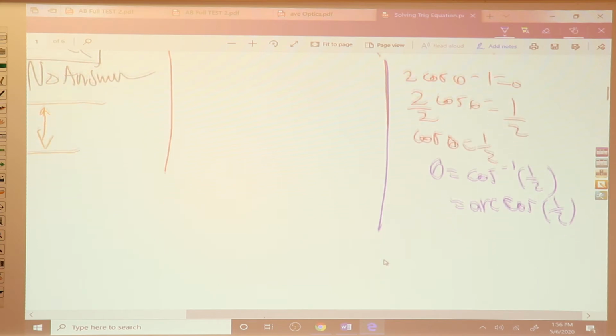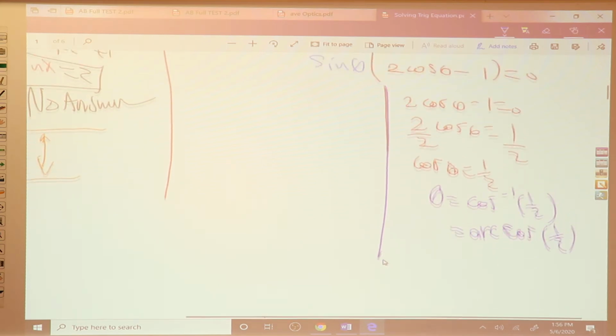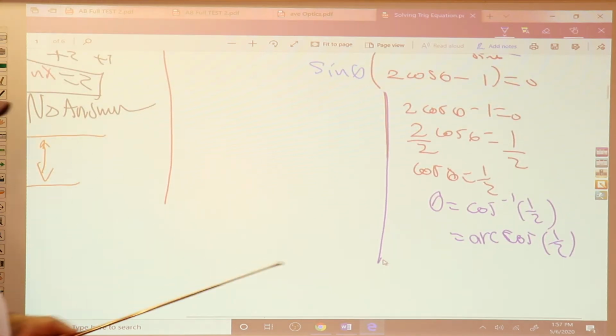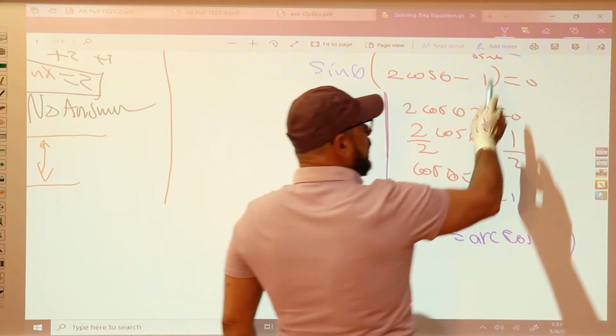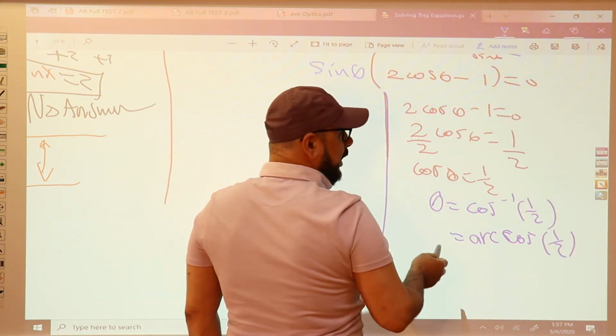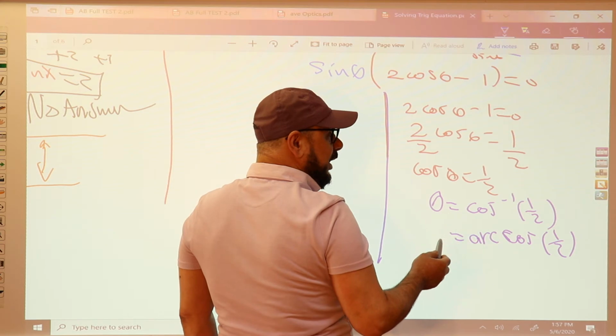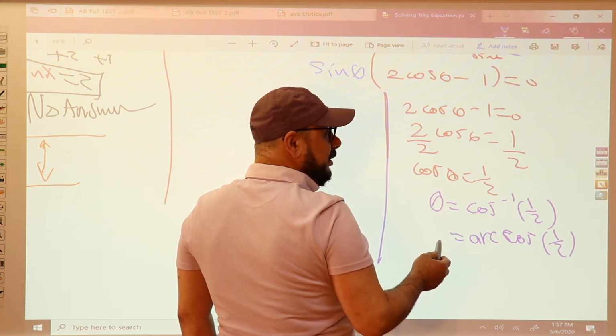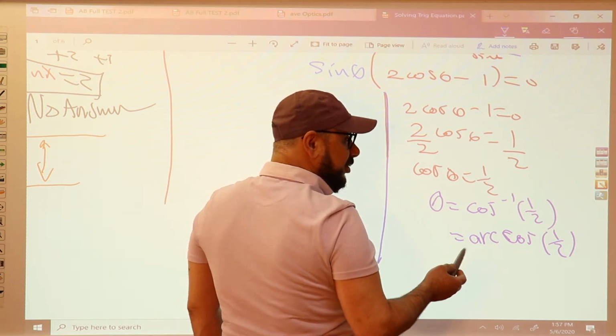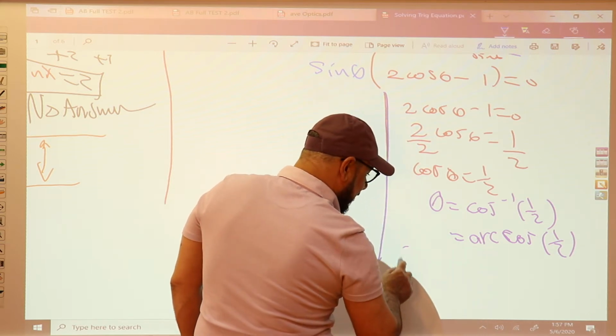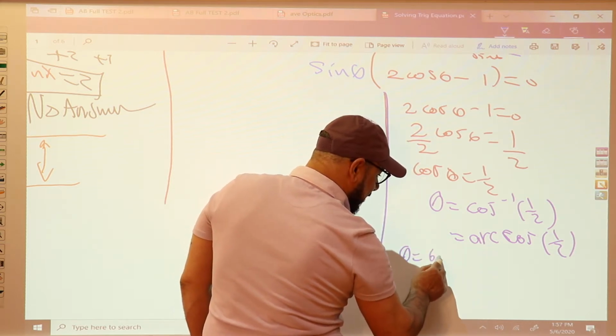Which angle has a cosine equal to 1/2? Okay, I hear you. Not cosine 30, cosine 60, guys. Then theta equals what? 60 degrees.